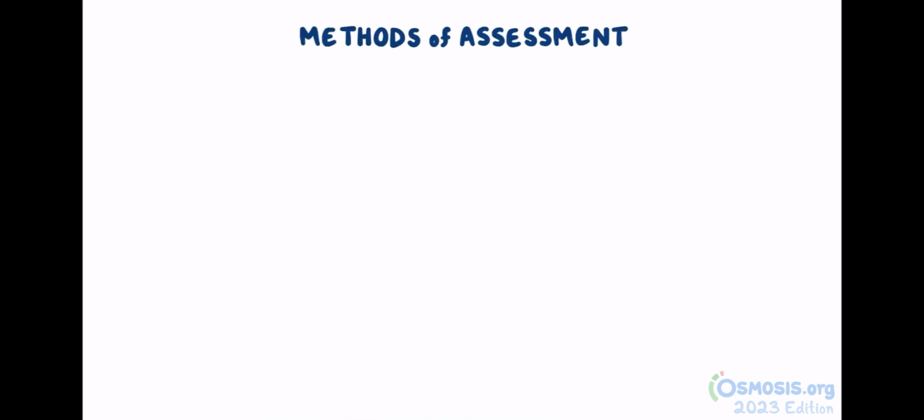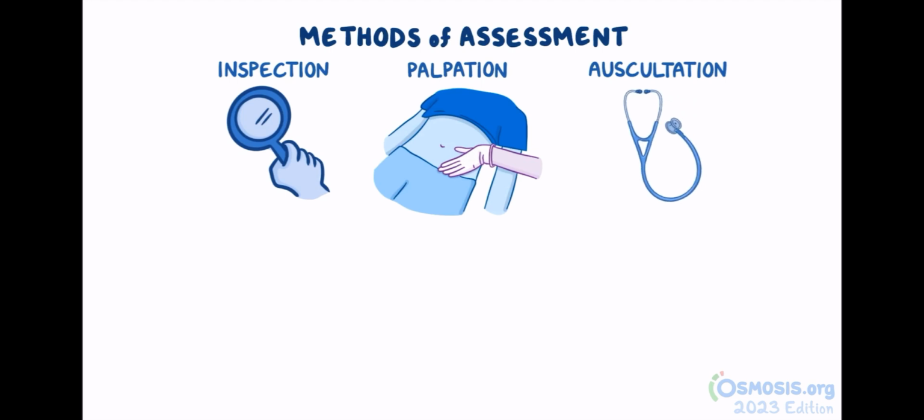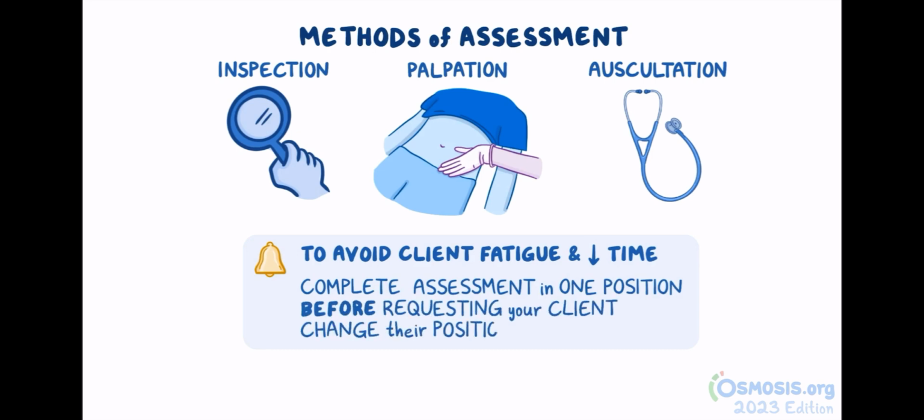Methods of assessment for the heart and neck vessels include inspection, palpation, and auscultation. Since this exam will require the client to move into various positions, you can avoid client fatigue and reduce the time it takes to complete your assessment by completing all necessary elements of the assessment in one position before requesting your client to change their position.